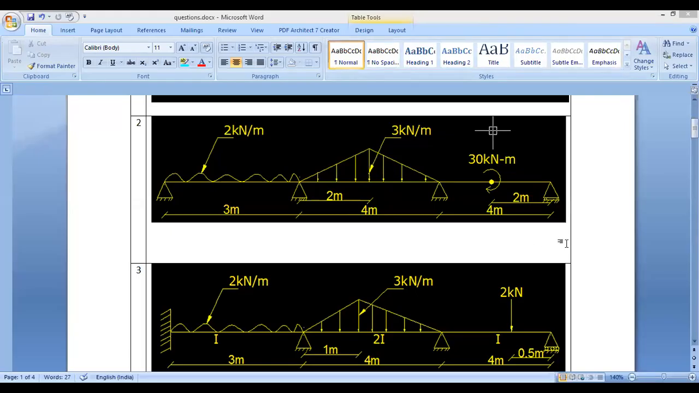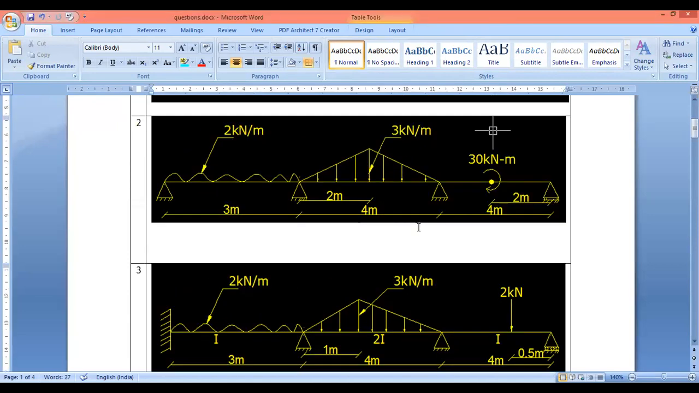Hello everybody. In the last video we have shown how to analyze problem number two, and in this video we will see how to solve problem number 3. In problem number 3, the basic difference, apart from the changes in support conditions, is that in problem number 2 it was a triangular loading where the maximum load was at the center. But in this problem, the maximum load is not at the center. Instead, it is at 1 meter from the second support.